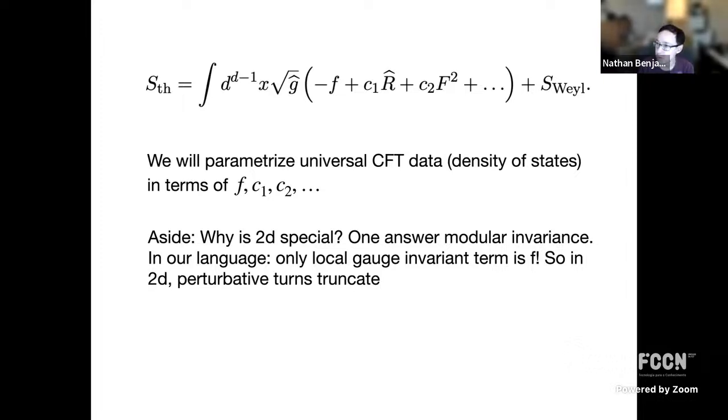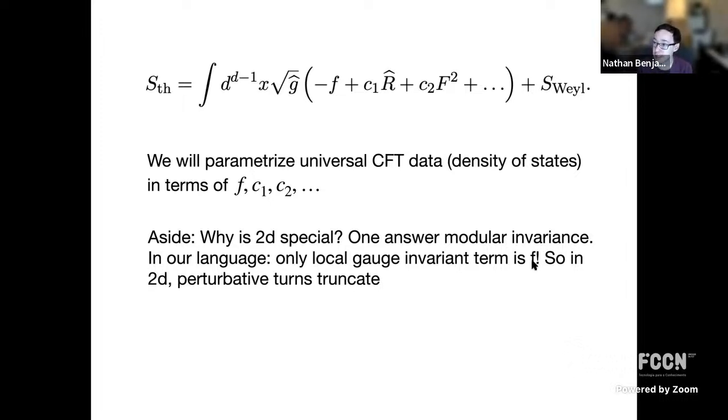So, okay, one answer, which is a perfectly fine answer, is that only in 2 dimensions do you have modular invariance. But in this language of this thermal effective field theory, in 2 dimensions, something also very special happens. In 2 dimensions, if you try to write down an effective theory in 1 dimension, the only term you can write down is f, the cosmological constant. When you do a Kaluza-Klein reduction of 2 dimensions to 1 dimension, you can't write down an Einstein term or Maxwell term, etc. So in 2 dimensions, this local effective action truncates. The only gauge invariant term you can write down is f.